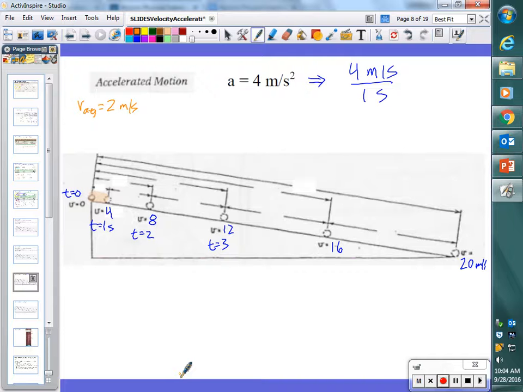But that's not what it asked us for, right? We want to know how far it went. Velocity is displacement over time. What do we know the average velocity was during that interval? 2. We don't know how far it goes, that's our variable, but we do know how much time passes: 1 second. That means the distance it travels, or the displacement during that time, is 2 meters.